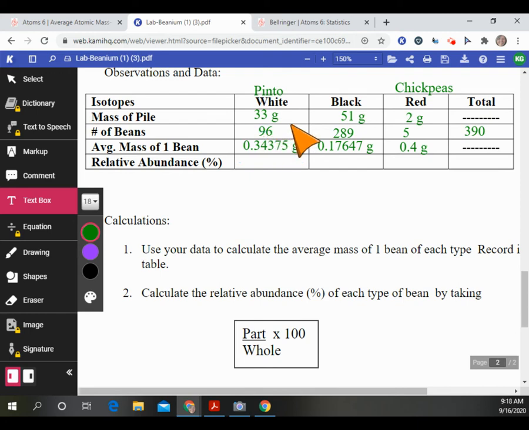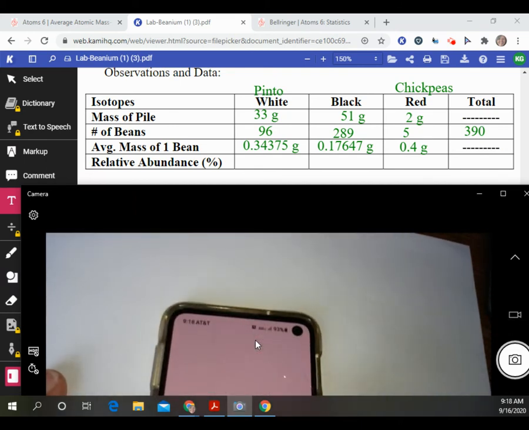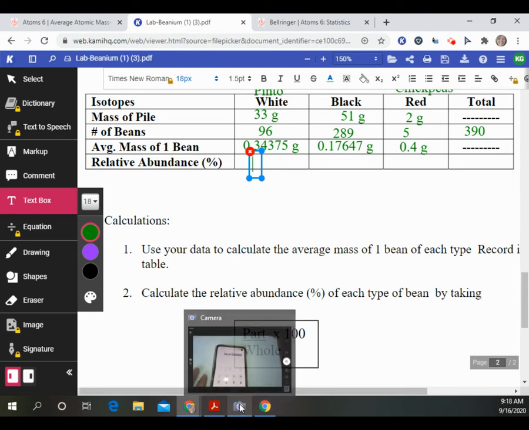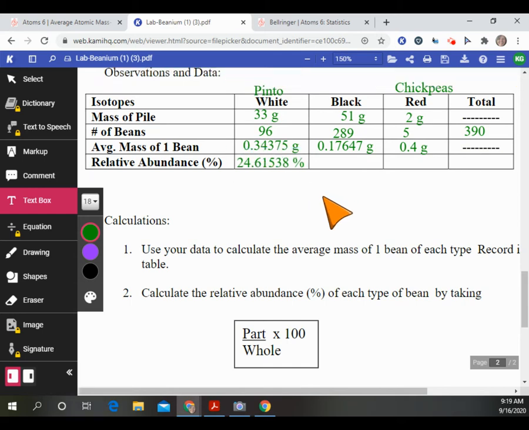So for the pinto beans, we're going to go 96 divided by 390 times 100. So let's go back and do that on our calculator. Part divided by whole times 100. So for the pinto beans, it's 96 divided by the 390, that's our total number of beans, and then times 100. And that'll give us our percentage. Once again, you don't want to limit yourself just yet in significant figures. So your answer is 24.61538, and that's a percent. Now, do you have to keep them out to that many? No, by no means. But it makes your number much more precise and accurate if you keep more than you need. And then at the end, you can round it off.